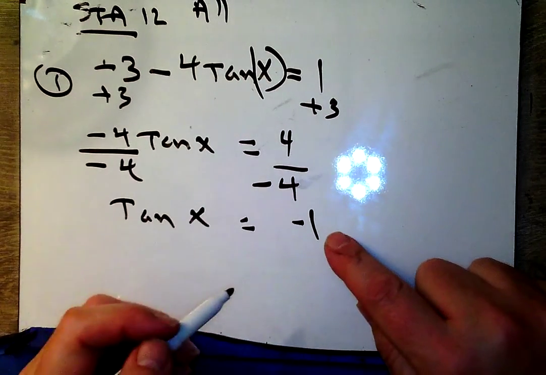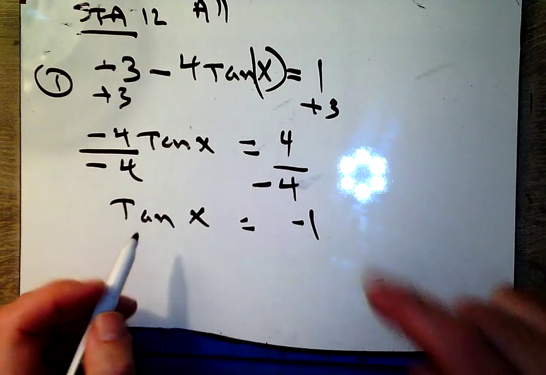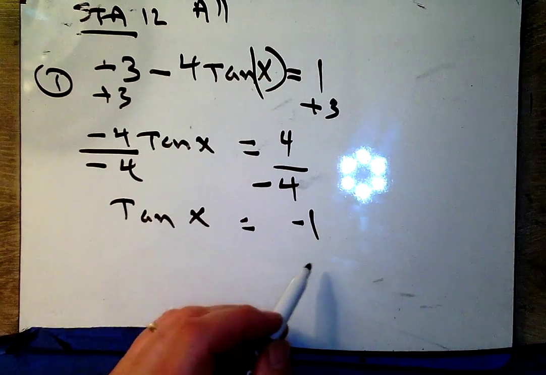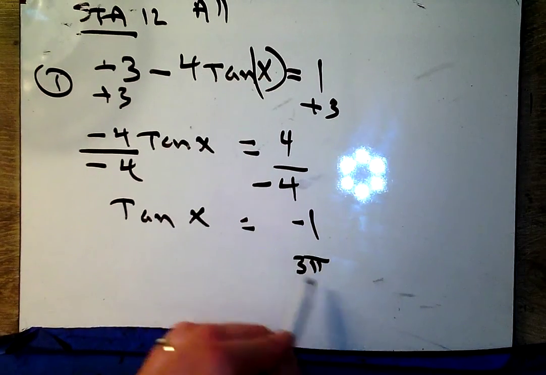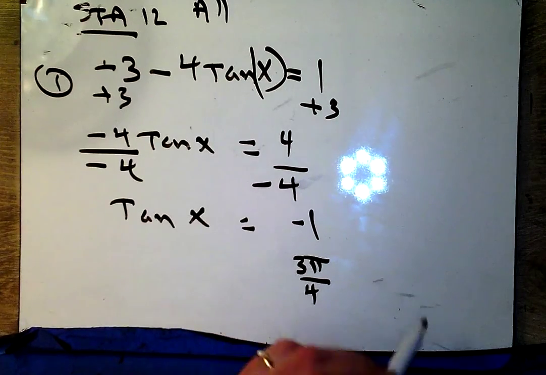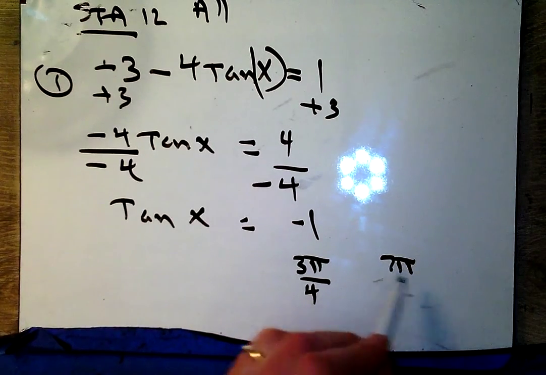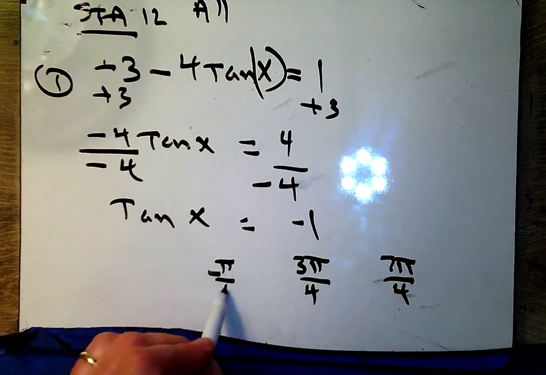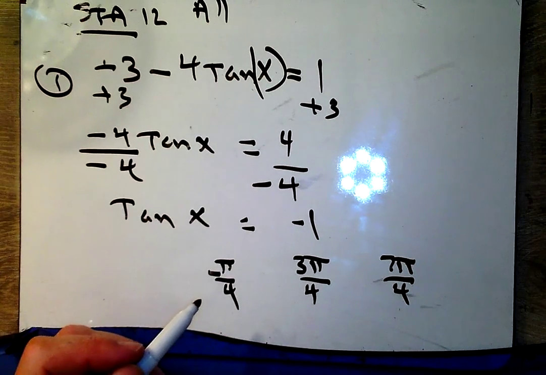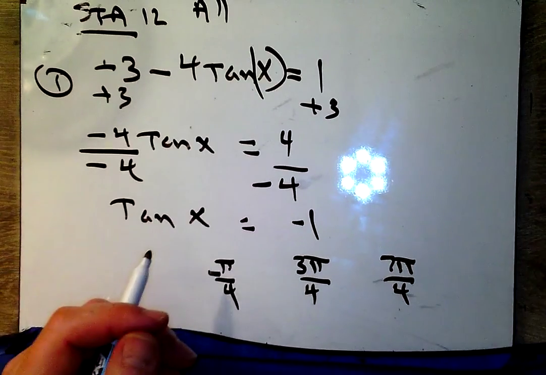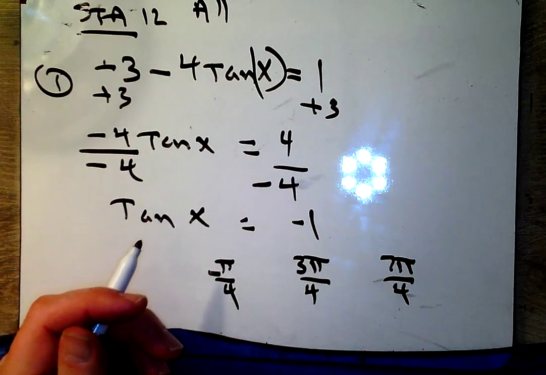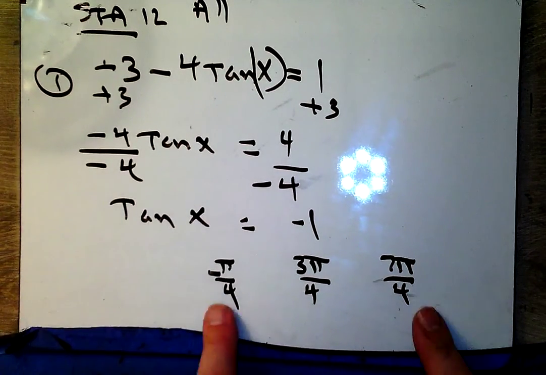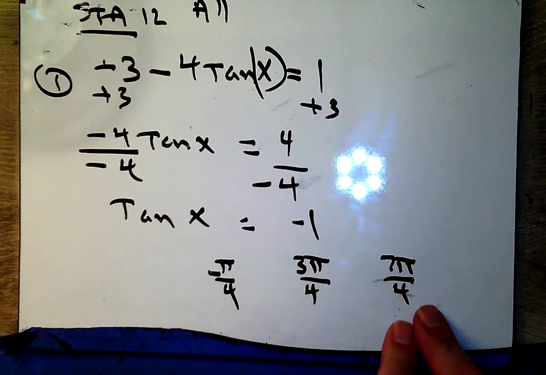Well, we know that to be true at 3 pi over 4. You might say 7 pi over 4. Some people say -pi over 4. So here's the thing. We're doing all solutions, and so it's not going to matter which of these we use.